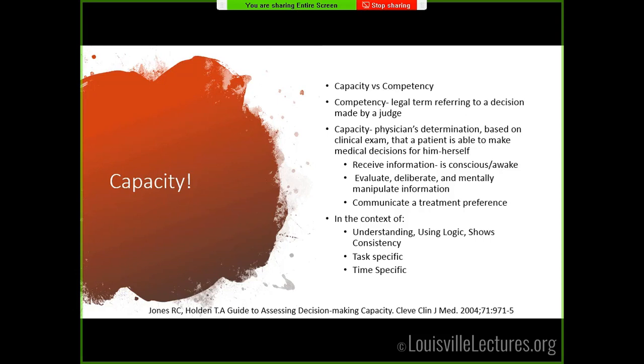It is task specific. So maybe we're talking about whether or not a patient's going to have surgery. Maybe we're talking about whether or not a patient is going to undergo some other kind of intervention. Maybe we're talking about code status. But different types of medical decisions are going to require a different amount or different type of capacity.